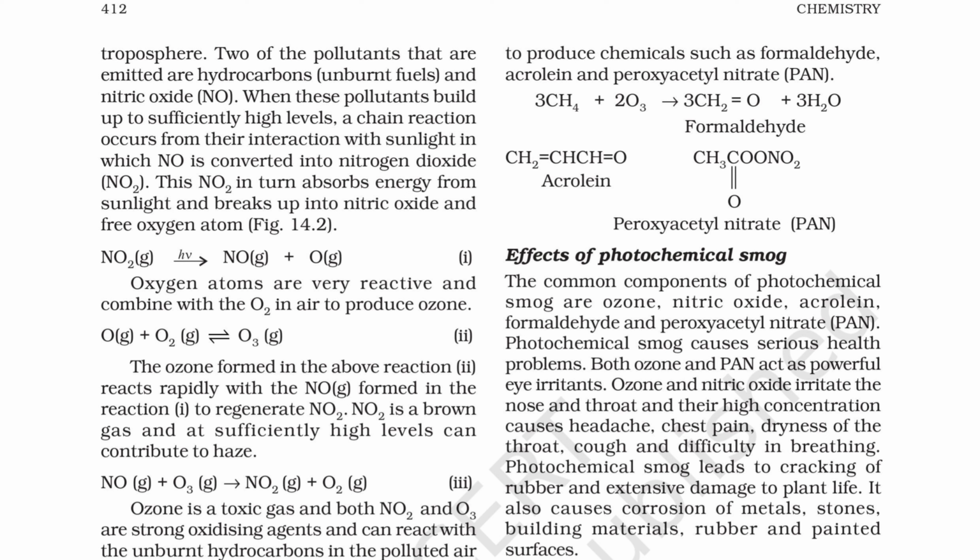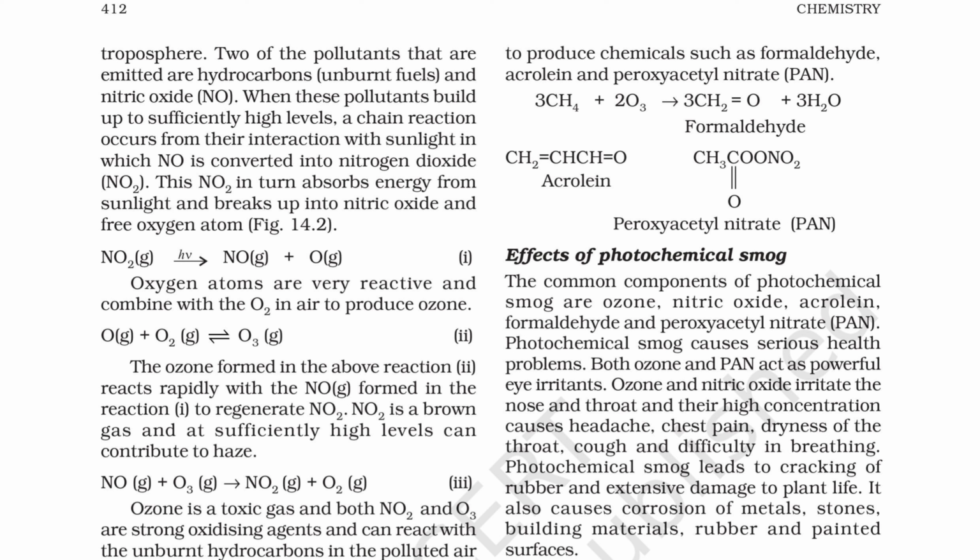3. Ozone is a toxic gas and both NO2 and O3 are strong oxidizing agents and can react with the unburnt hydrocarbons in the polluted air to produce chemicals such as formaldehyde, acrolein and peroxyacetyl nitrate, PAN. 3CH4 plus 2O3 gives 3HCHO plus 3H2O. CH2=CHCHO, acrolein. Peroxyacetyl nitrate, PAN, CH3COOONO2.